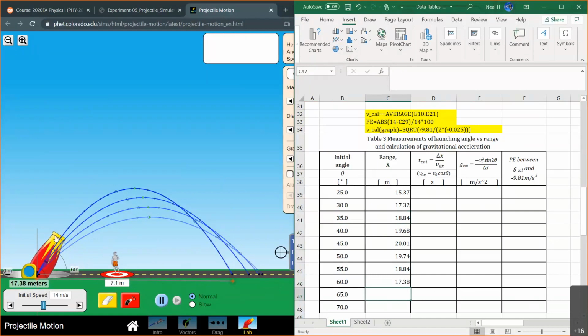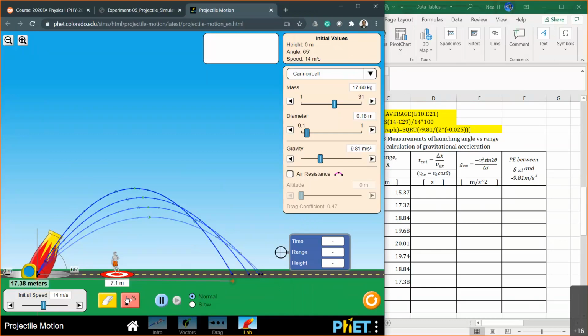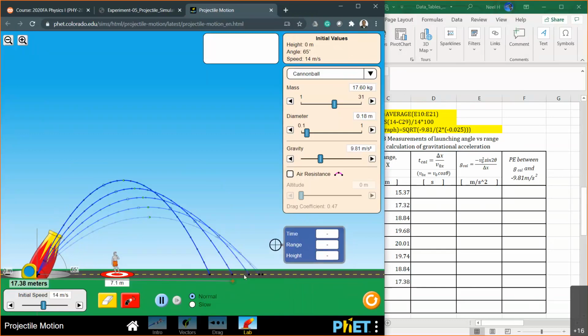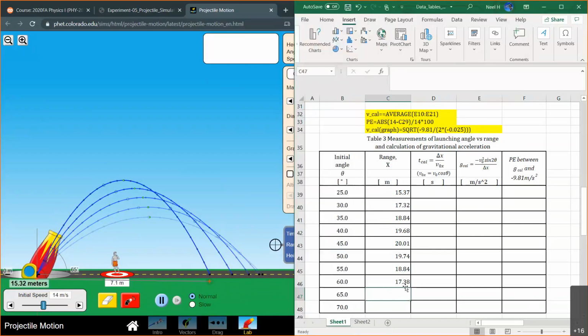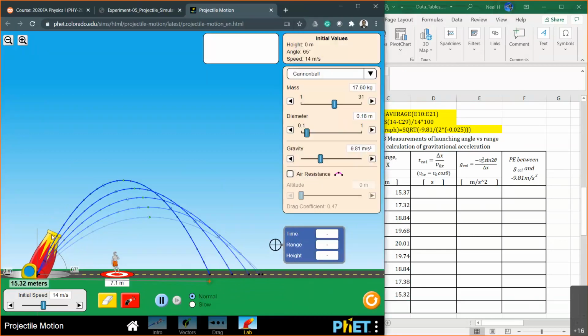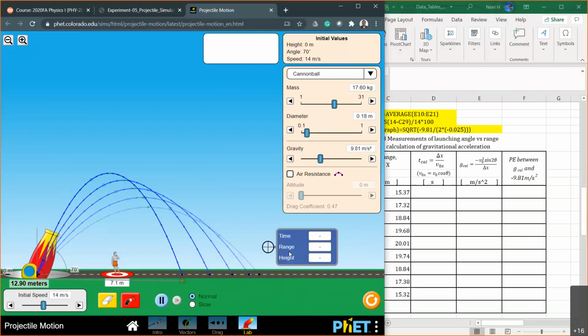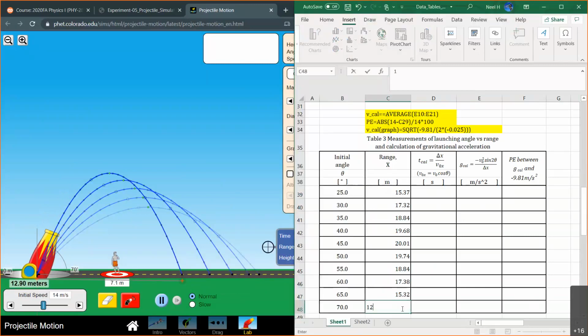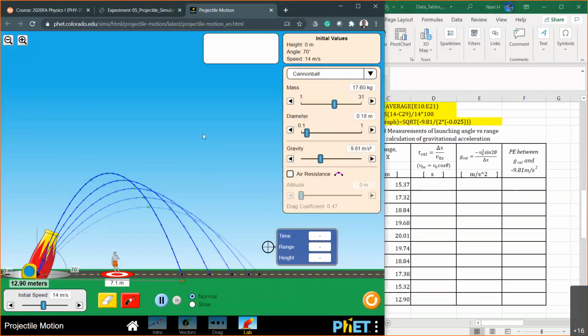And measure two more data points, 65. Keep the path. Okay. 15.31, 15.32, let's take that number, 15.32. And the last data point, 70. Fire it again. Okay, so measure that again. 12.9, 12.84, good, 12.90.